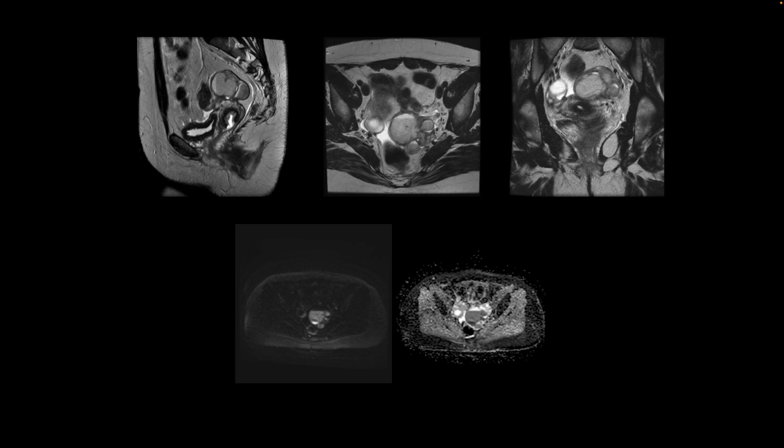On MRI, we find that the complex cystic mass shows multiple foci of T1 hyperintensity, suggesting hemorrhage, and we see a fluid level, and we know that blood restricts, and so we see high signal on DWI and low signal on ADC images, suggesting restricted diffusion. So putting everything together, this patient has hemorrhagic foci from endometriosis.